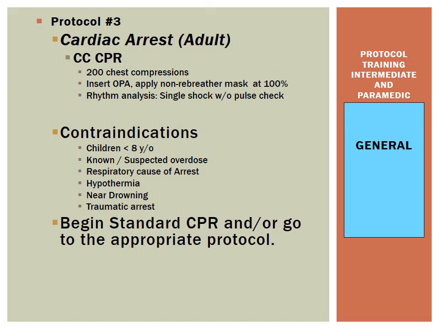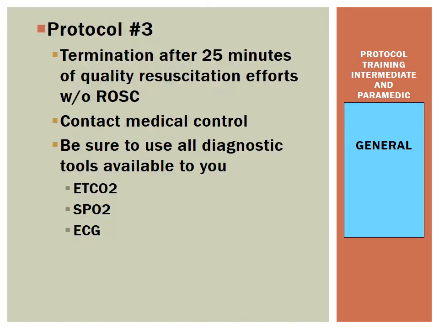Contraindications to continuous compression CPR are children under the age of 8 years old, known suspected overdose, respiratory cause of arrest, hypothermia, near drowning, and traumatic arrest. Of course, with these contraindications, if we already know the cause of arrest, we need to immediately reverse what's going on so we can hopefully get a pulse back in our patients. If this is the case, we begin standard CPR and or go to the appropriate protocol.